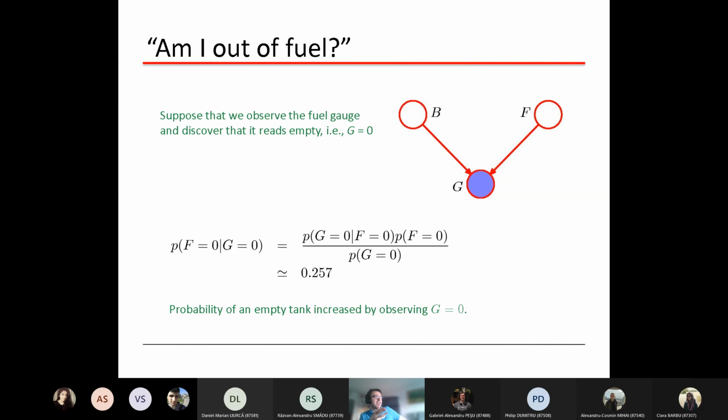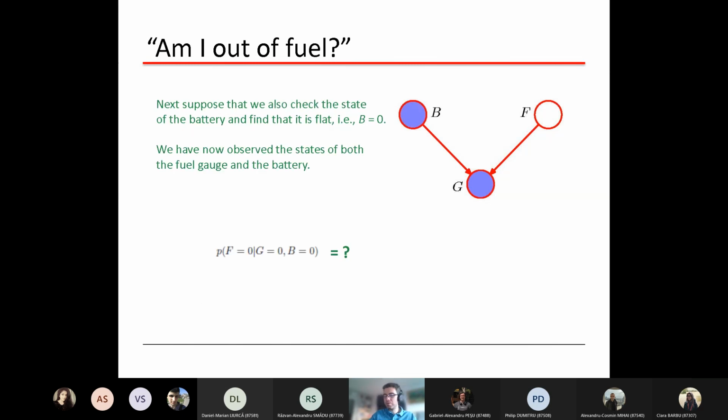We go to the car, the indicator says we don't have any fuel. Now 25% we actually don't have any fuel. And so it increased. Usually it increases a lot. Like if the indicator says we don't have any fuel, the probability increases a lot, but this is an example for a book. And now what we want to show, we go to the battery and we want to look at the battery. We don't go to the fuel tank, we go to the battery, and we see that actually the battery is dead. And this is why the fuel gauge says that the fuel is empty.